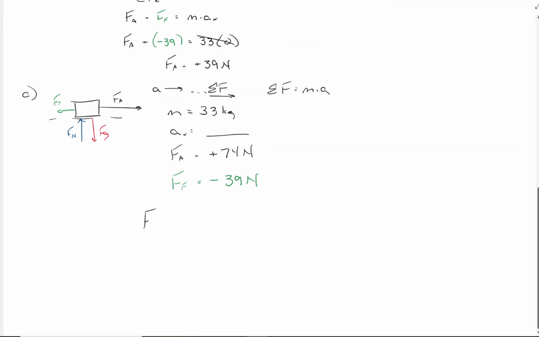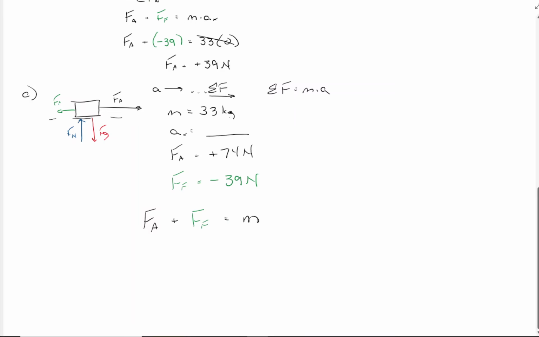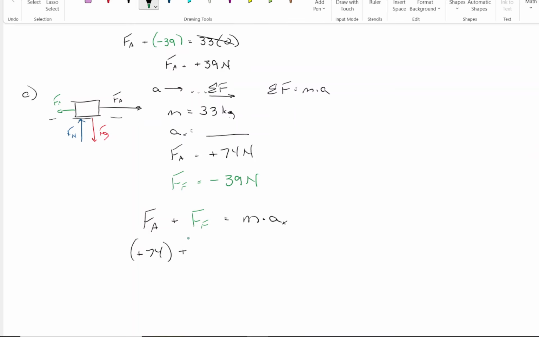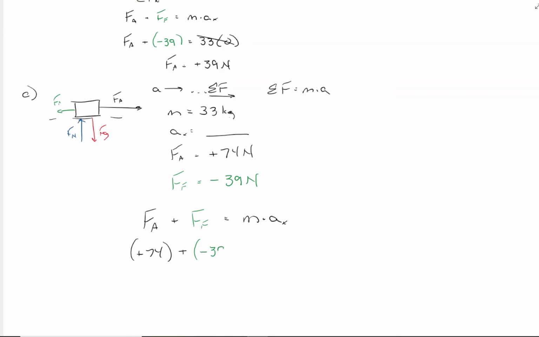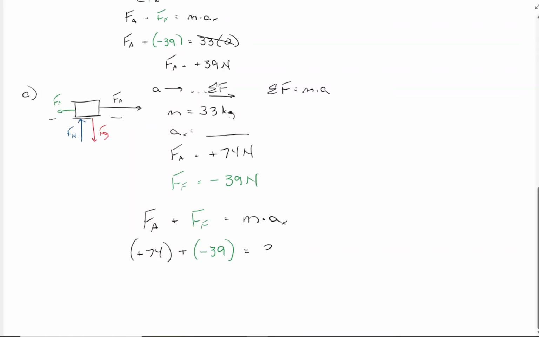I know that the applied force plus the friction force, again, I'm adding vectors, is equal to the mass times that acceleration that happens to be in the x direction. And I'm going to plug in the values I know, right? Positive 74 plus, I'm adding a vector. Well, I can add negative numbers, 39. So I'm really subtracting 39 is equal to 33 times the acceleration in the x.